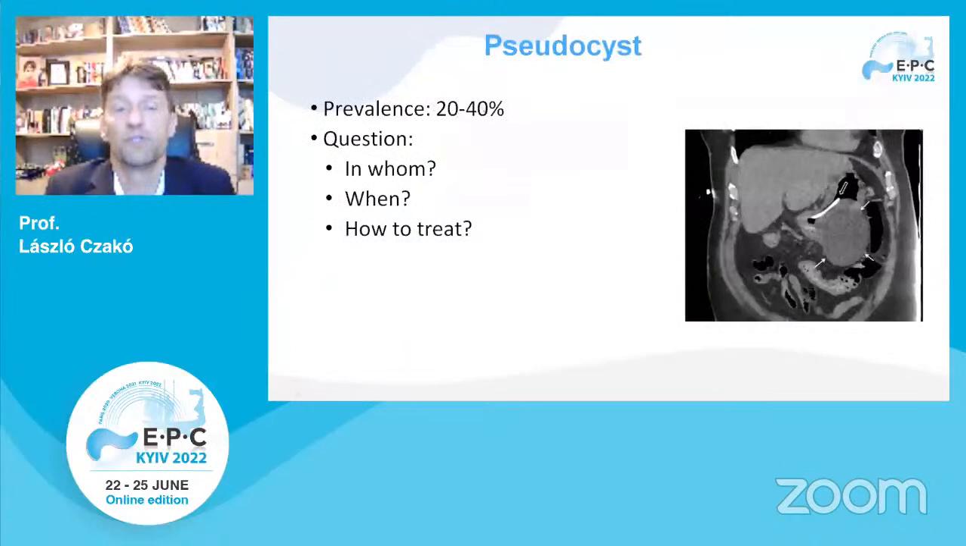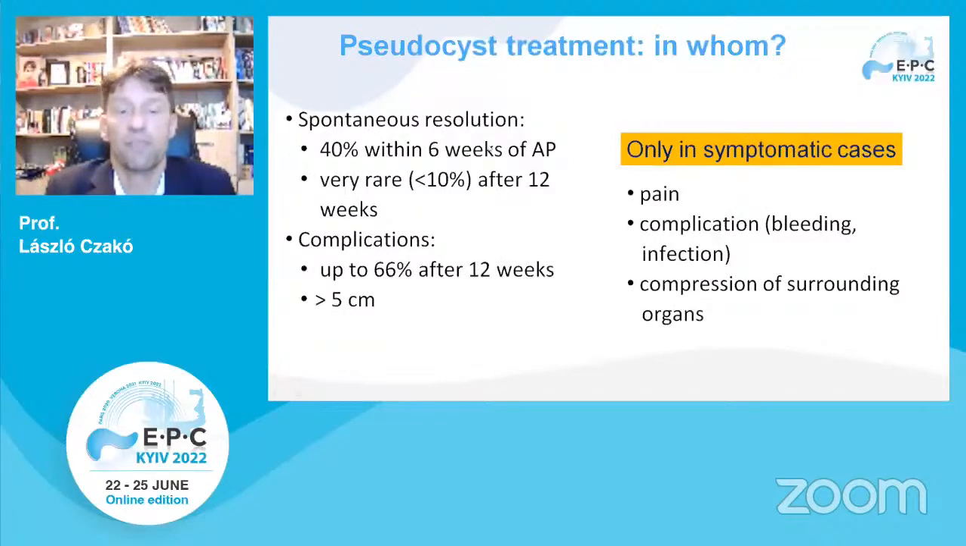Approximately 20 to 40% of chronic pancreatitis patients develop pseudocysts during their disease. The questions are in whom to treat, when to treat, and how to treat. Within the first 6 weeks after an acute bout of pancreatitis, 40% of pseudocysts resolve spontaneously. However, spontaneous remission after 12 weeks is very rare, and complications are observed in up to 2/3 of cases. An increase in pseudocyst size over 5 centimeters is associated with the development of complications.